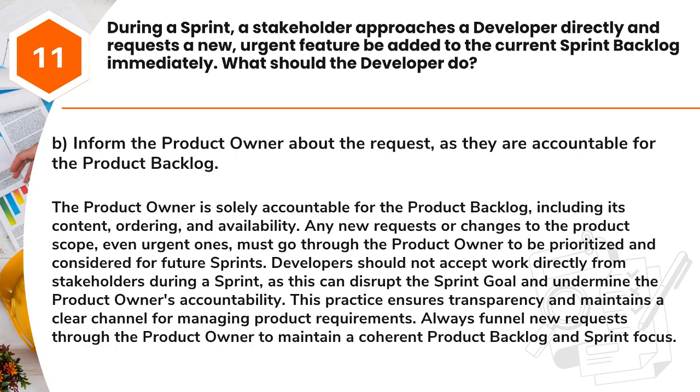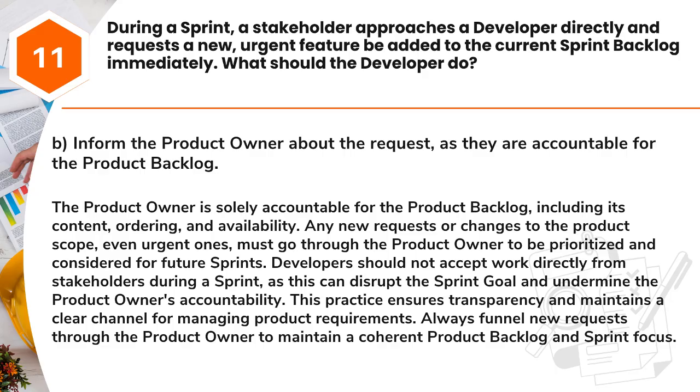Answer: B. Inform the product owner about the request, as they are accountable for the product backlog. The product owner is solely accountable for the product backlog, including its content, ordering, and availability. Any new requests or changes to the product scope, even urgent ones, must go through the product owner to be prioritized and considered for future sprints.